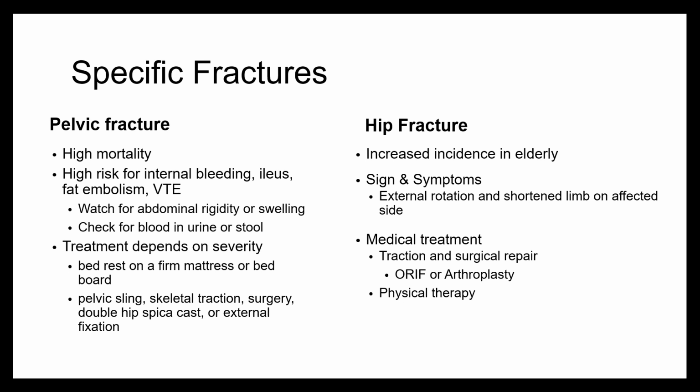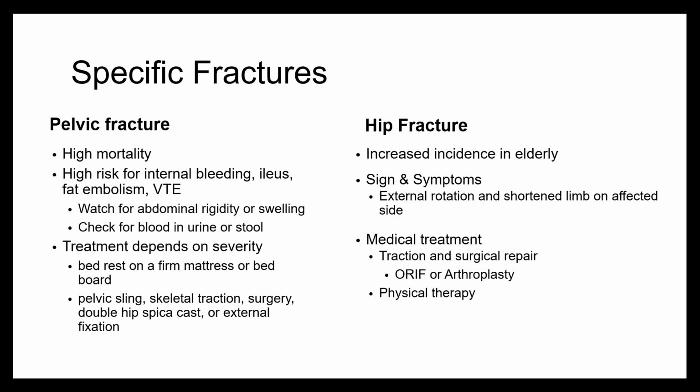The hip fracture. This is a fracture that has increased in incidence in our elderly. Signs and symptoms classic to the hip fracture are going to be that there is external rotation of the affected extremity, and the limb on the affected side is shortened compared to the opposite leg. The medical treatment recommended for the hip fracture is possibly traction followed by surgical repair.